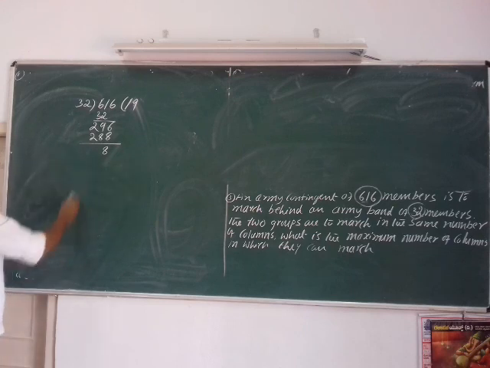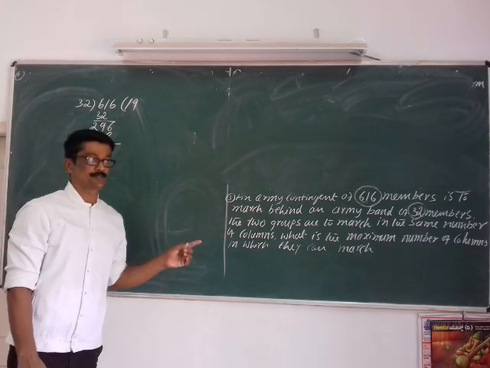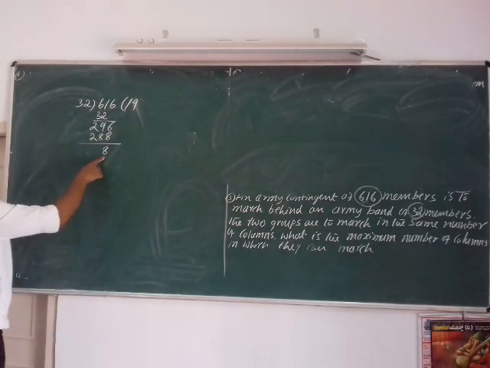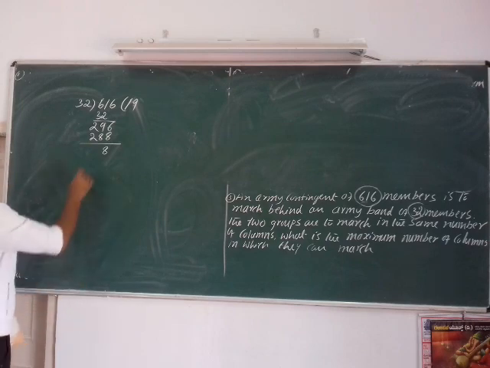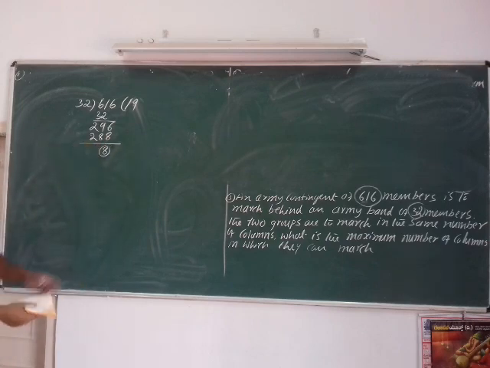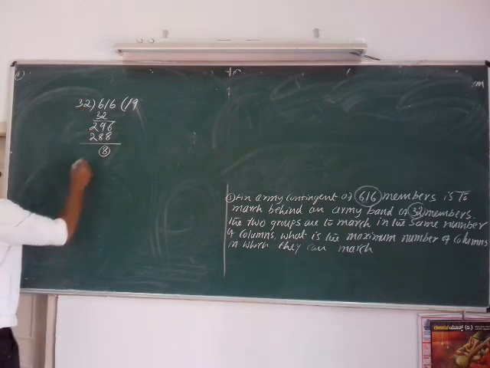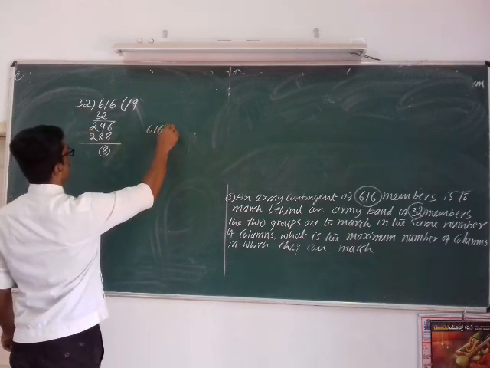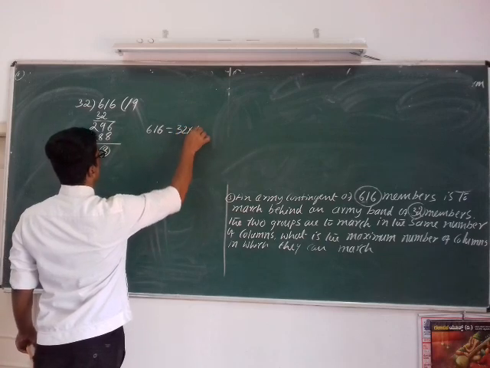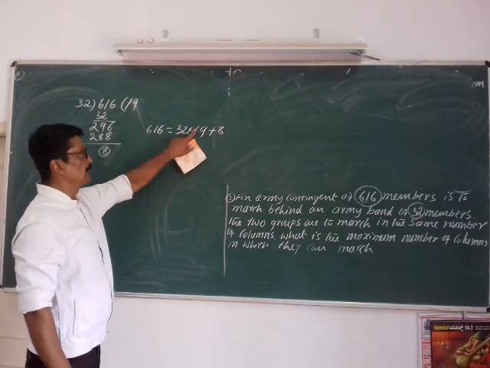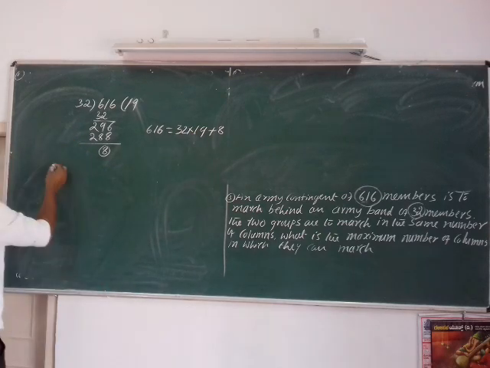Now we have to continue this, because we already did such problems on how to find the HCF of given numbers. Here the remainder is not 0. So we have to continue the division by taking 8 as divisor and 32 as dividend. 616 can be written as 32 into 19 plus 8. Dividend is equal to divisor into quotient plus remainder.